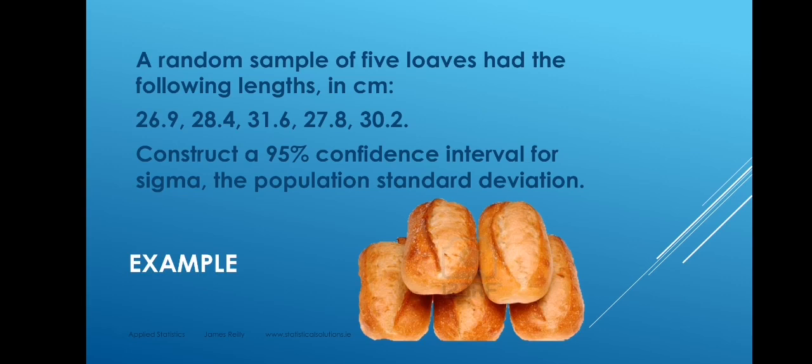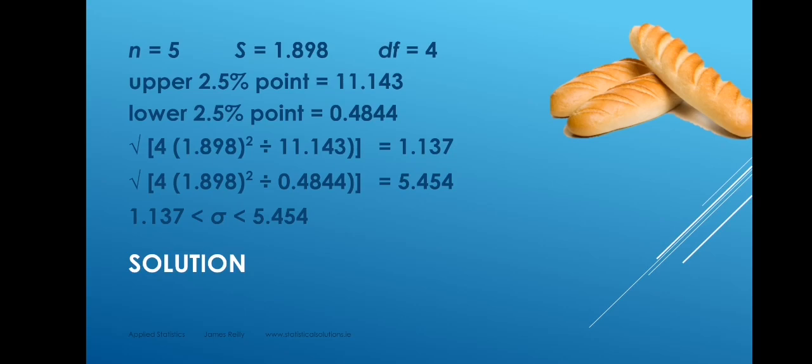We have 5 loaves and their lengths are measured in centimetres, as shown. We'd like to estimate the population standard deviation with 95% confidence. So we have our sample size, n equals 5, our sample standard deviation estimate, 1.898, and we have n minus 1, which is 4 degrees of freedom. We look up the chi-square tables, and I will show you those in just a moment, and we get the upper and lower 2.5% points, which the tables give us 11.143 and 0.4844, and I'll show you those on the next slide. We then substitute each of those in turn into the formula.